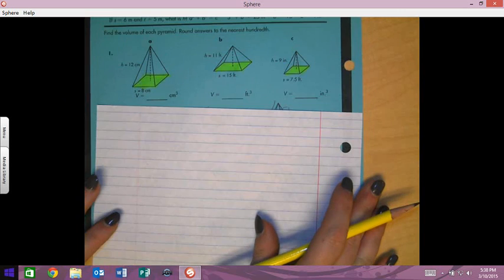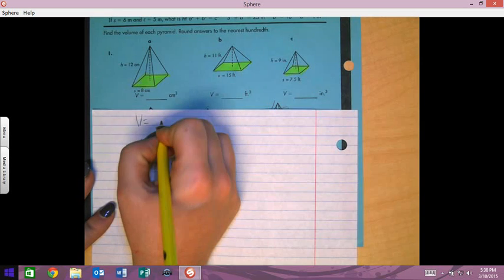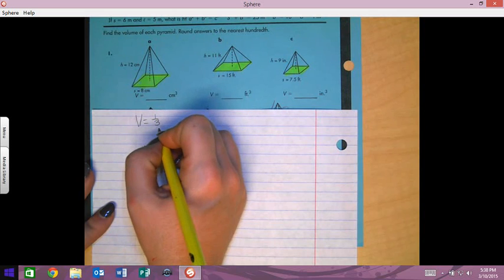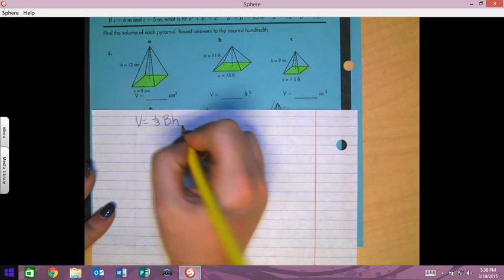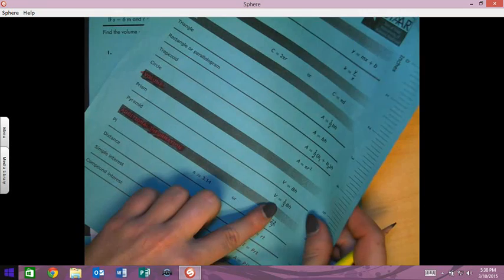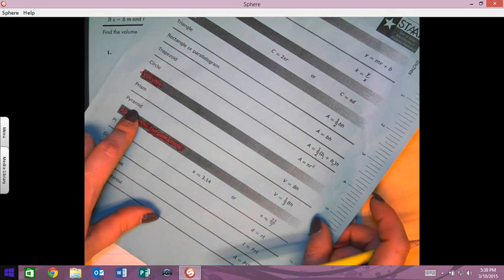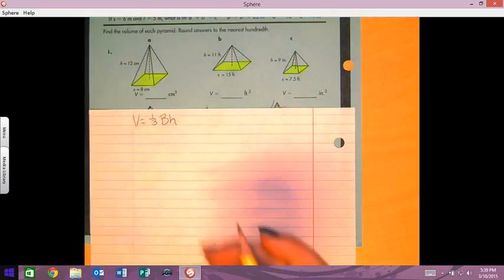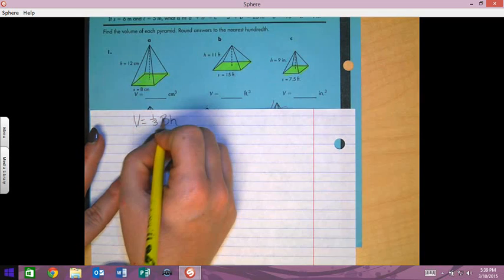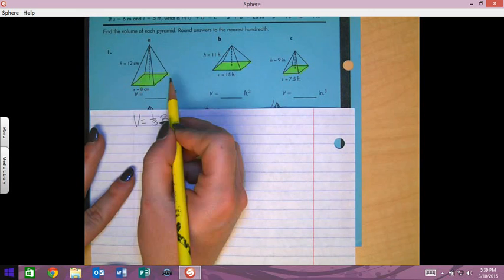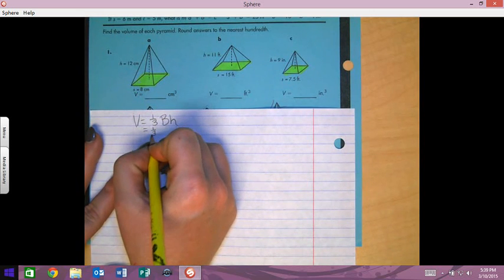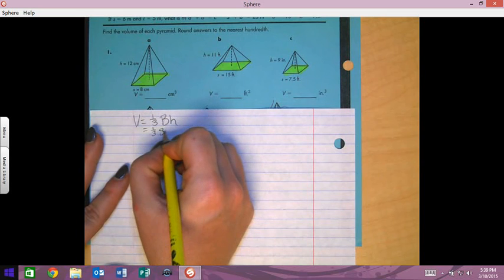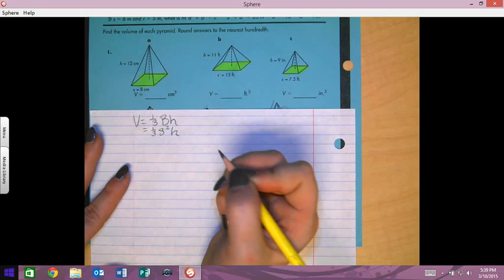So, on your paper, we have a volume formula. This time it is 1/3 big B times H. This is the one that's actually on your formula chart. So all pyramids, whether they're square pyramids or rectangular pyramids, same thing, or triangular pyramids for that matter, is going to be V equals 1/3 big B times H. So when we plug in our numbers, how do we find the area of a square? Well, we do side squared. So it's actually 1/3 of your side squared times your height. That makes it look uglier.